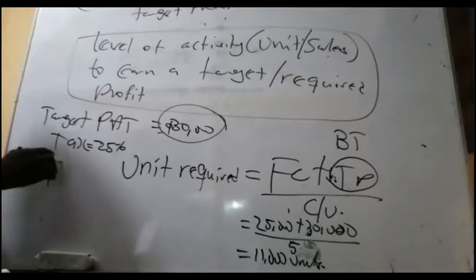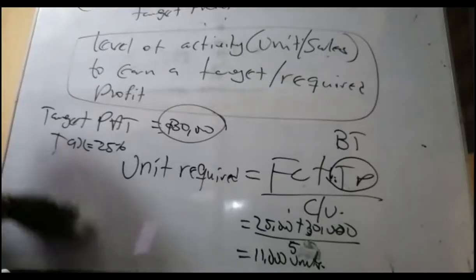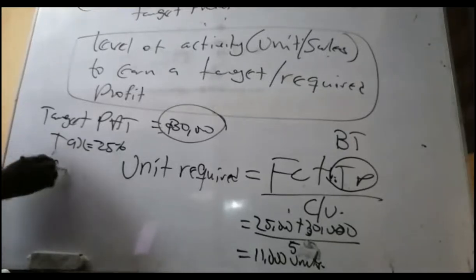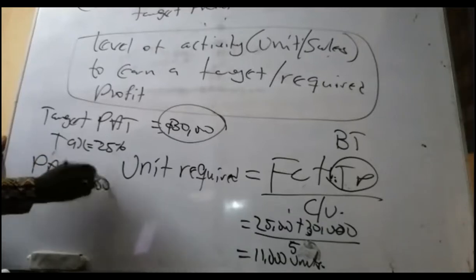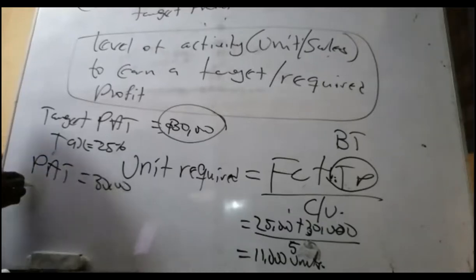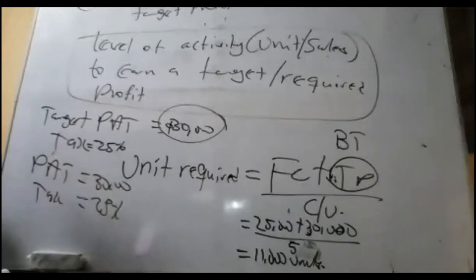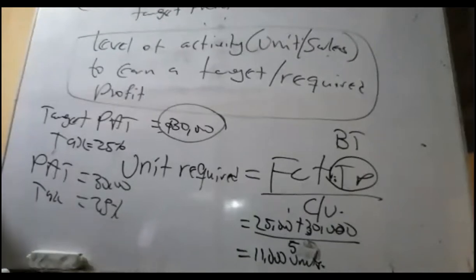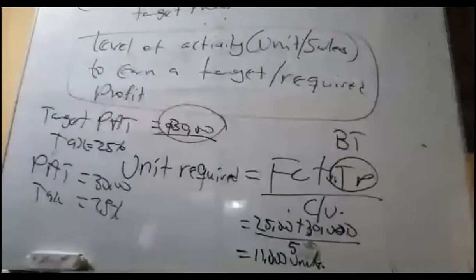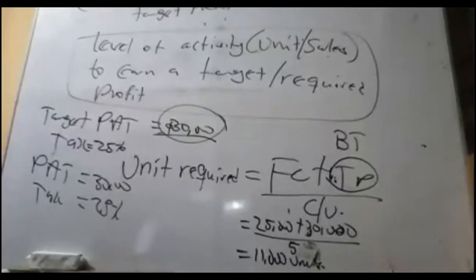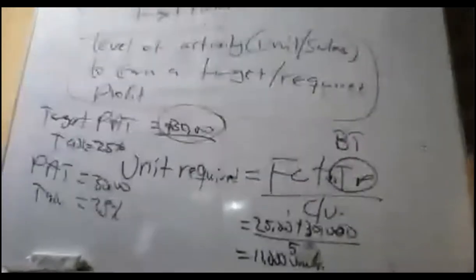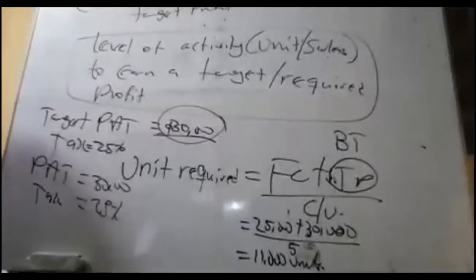So now, if profit after tax is equal to 30,000 and the tax rate is 25%, what is the profit before tax? I'll use 3 different approaches to get it. But the answer is 40,000. The issue is this.